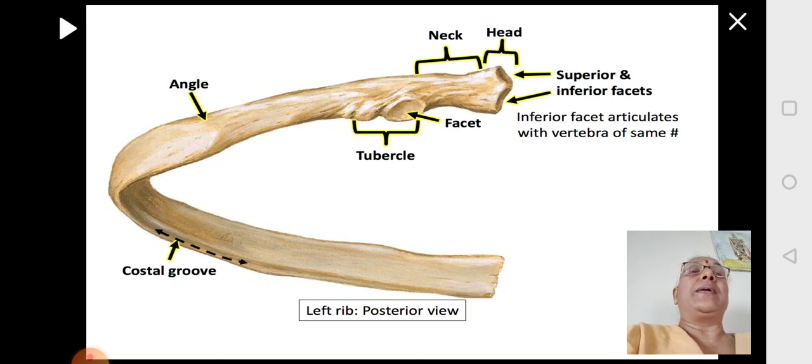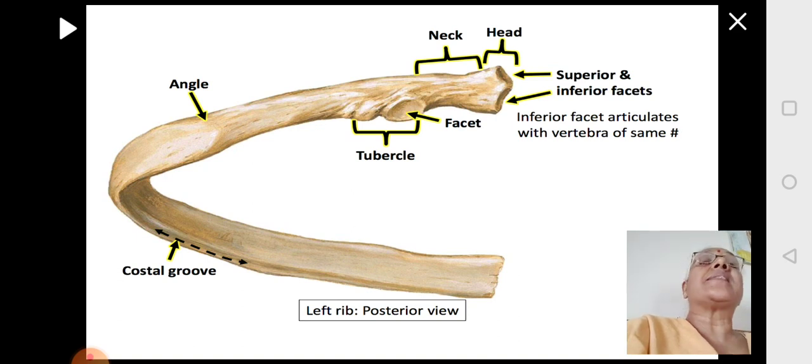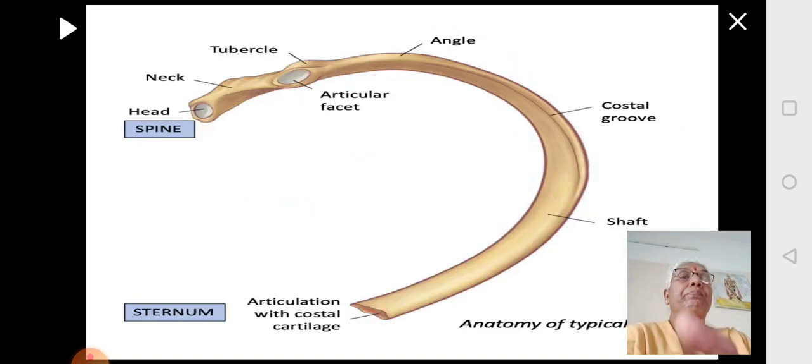Then you have the tubercle. The tubercle is a short, prominent, slightly protruded region which will provide the surface for the attachment of the muscles. Then you have the angle where the rib is turning. It is curved to form the rib cage, to form the cage-like structure. So that is the angle. Then you have the costal groove where the nerves and blood vessels will be located.